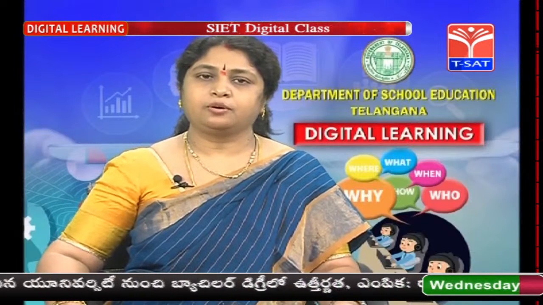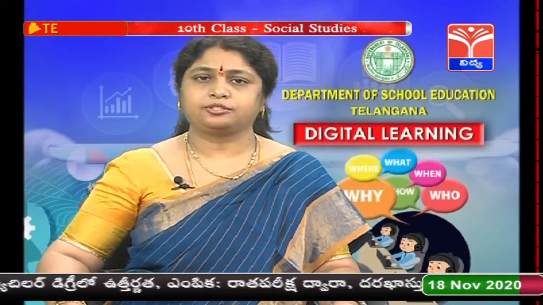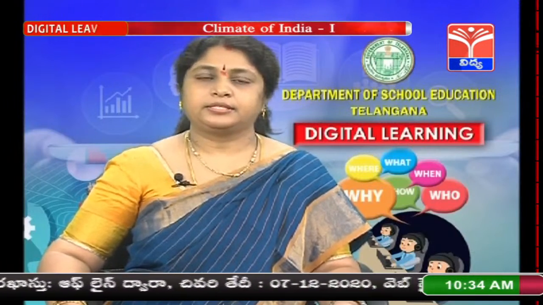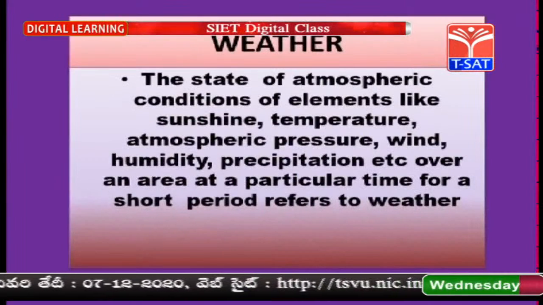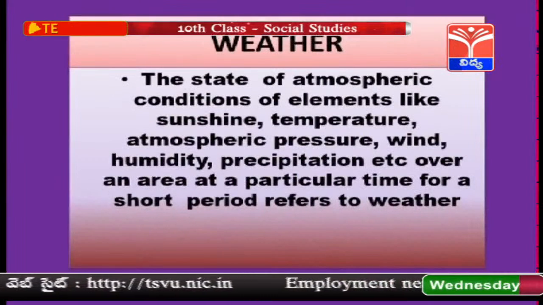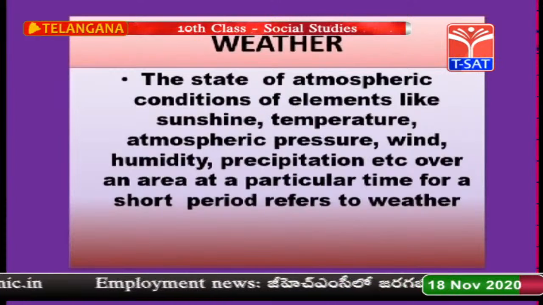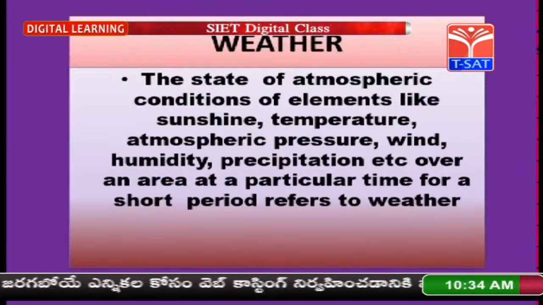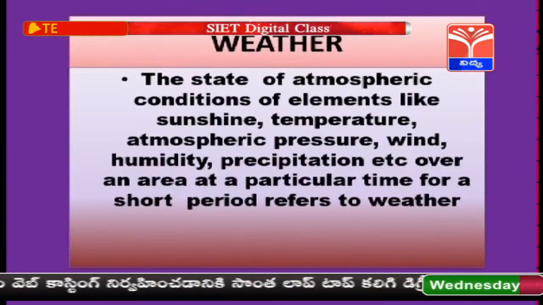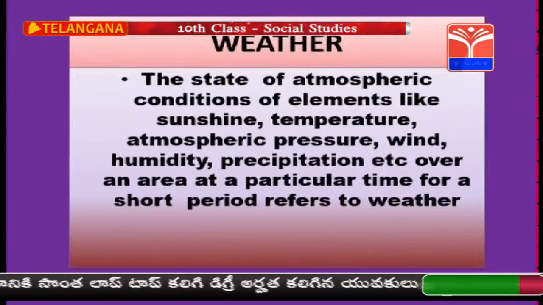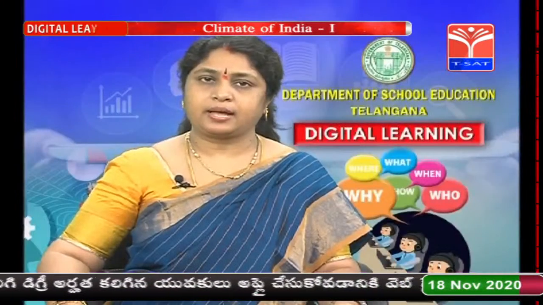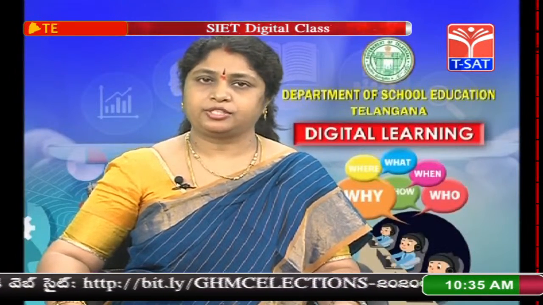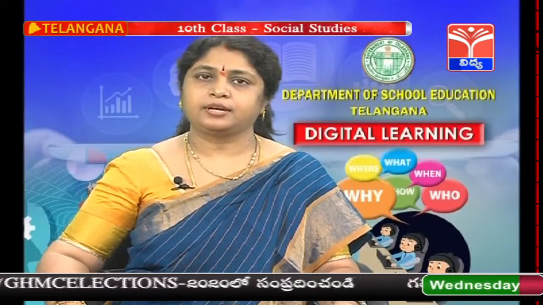Okay. So, before we go into the concepts, let us learn about two terms, climate and weather. So, what is weather? The state of atmospheric conditions of elements like sunshine, temperature, atmospheric pressure, wind, humidity, precipitation, etc. over an area at a particular time for a short period refers to weather. Both weather and climate are made of the same elements such as sunshine, temperature, humidity, precipitation, etc.